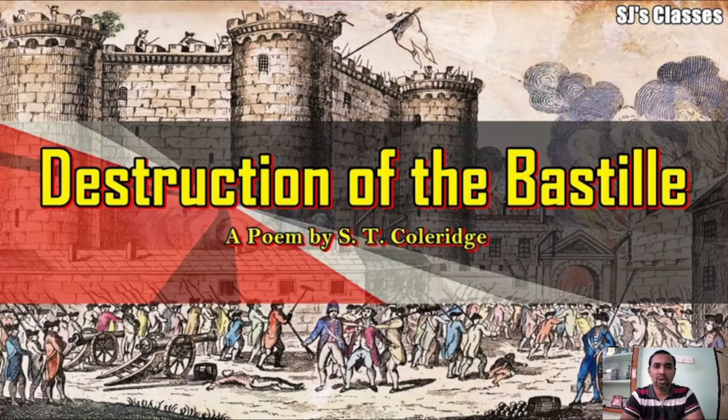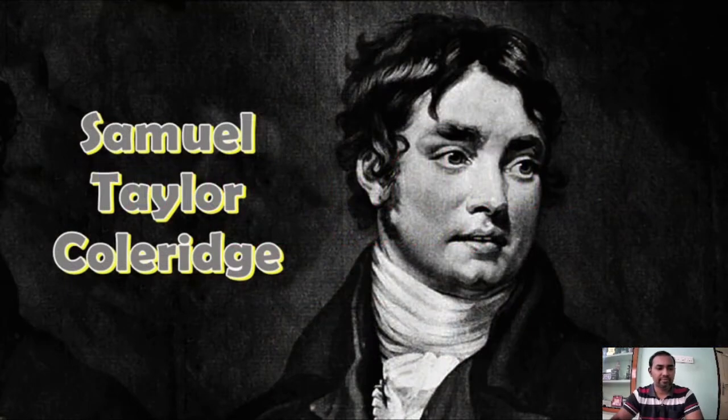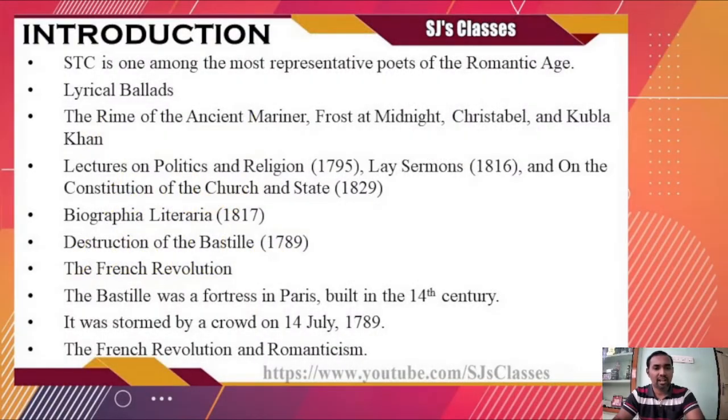In this video, I shall interpret to you the poem Destruction of the Bastille, written by the famous romantic poet Samuel Taylor Coleridge. I'm sure you don't need an introduction to Coleridge, but here are a few important points that you must remember regarding Coleridge. Samuel Taylor Coleridge is one among that generation of writers who brought a sea change in English verse. Of course, he is the most representative poet of the Romantic age.